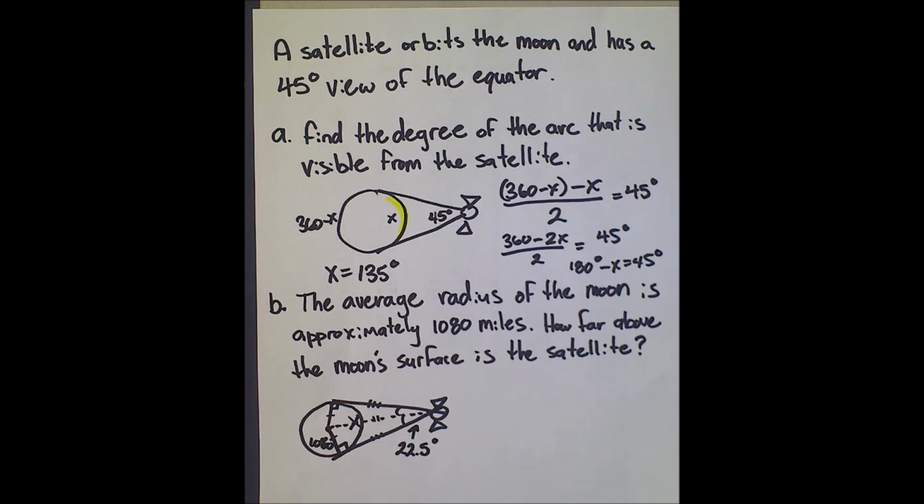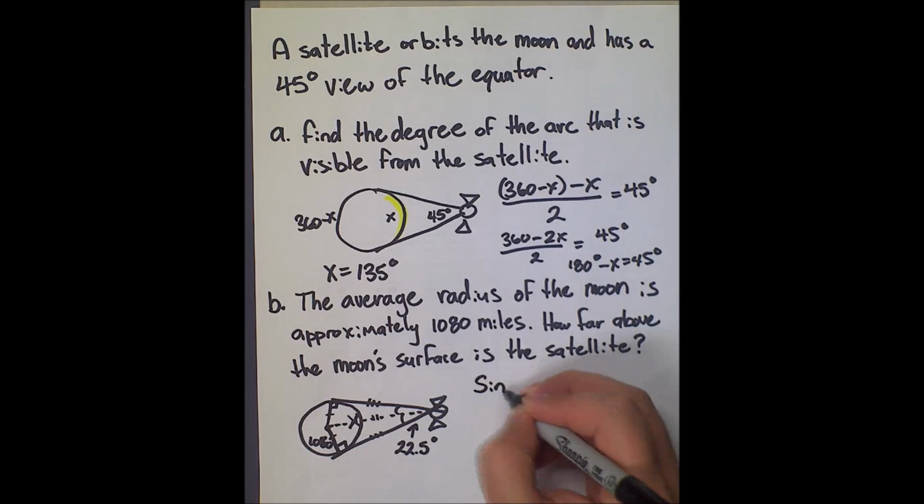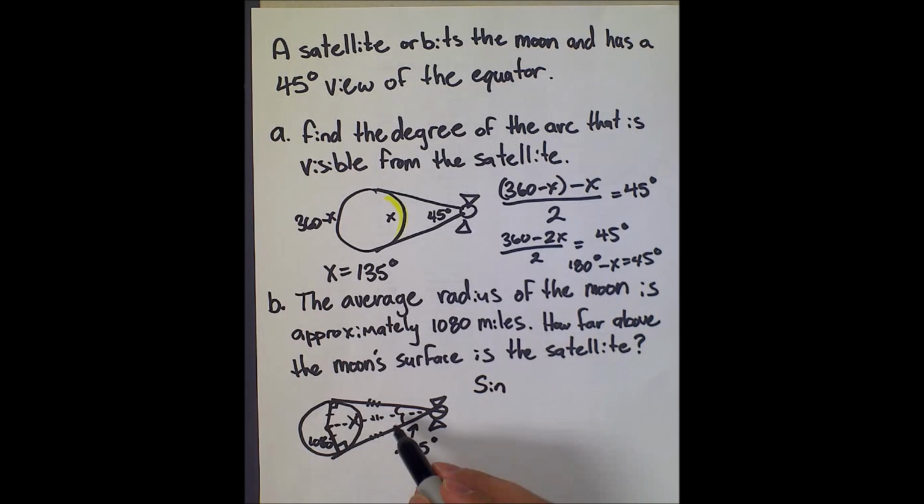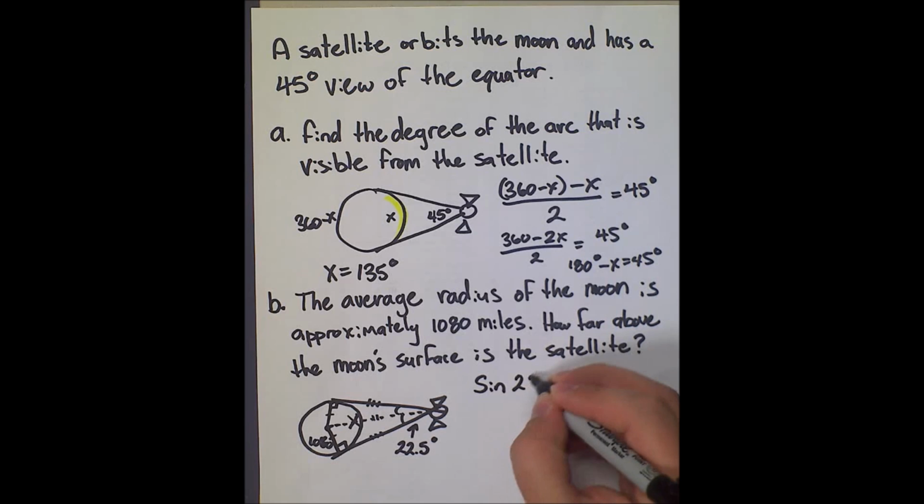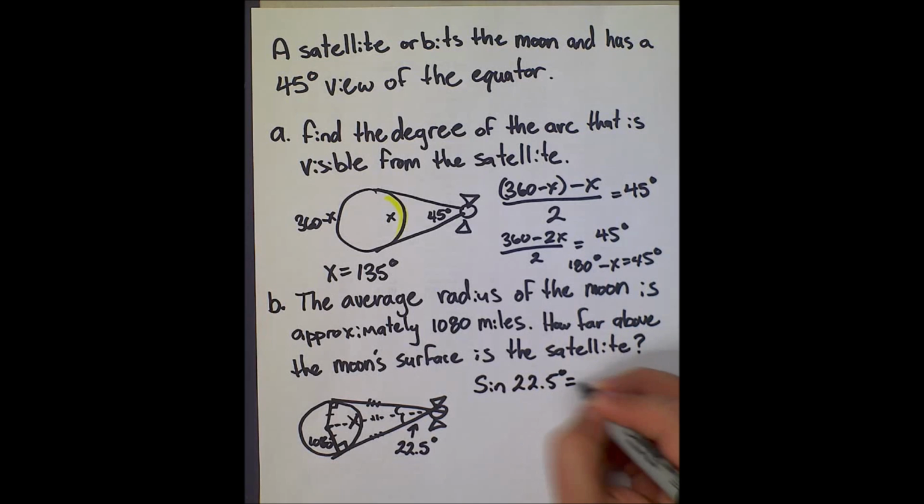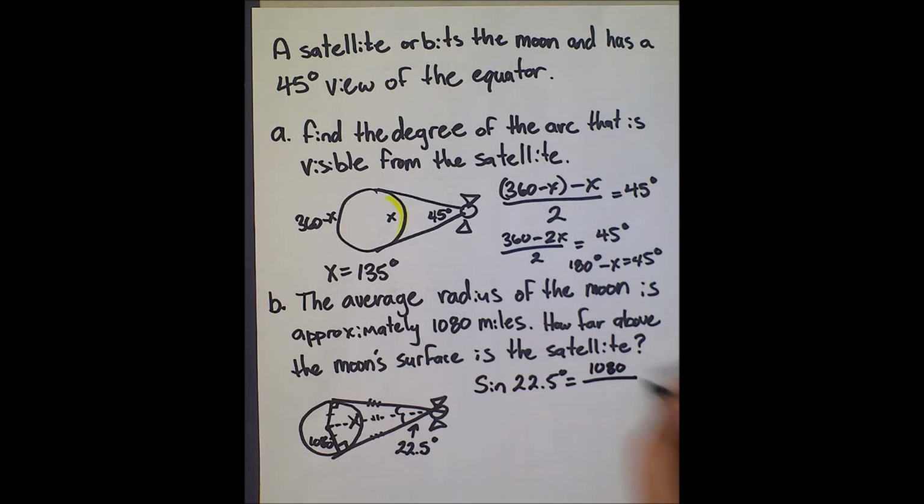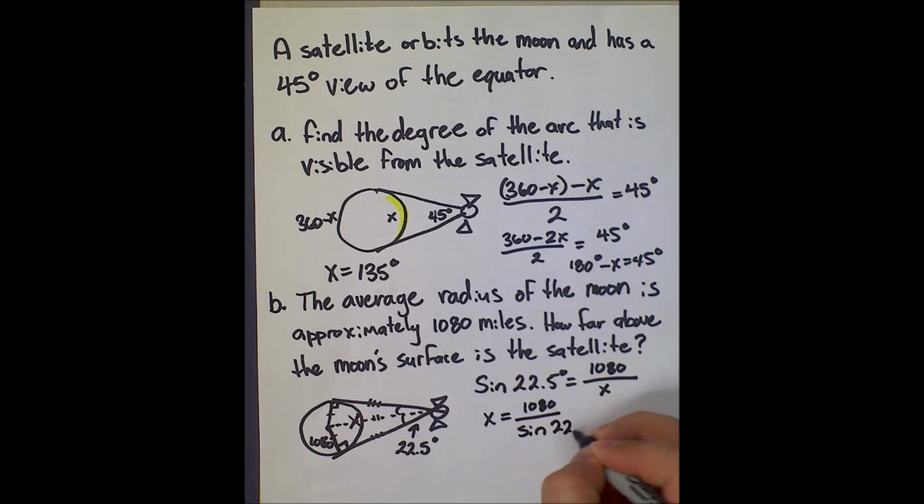And now I have enough information that I can use our trig ratios from a previous unit. So I will set it up. I'm using sine because I know the opposite side and I would like to know the hypotenuse. So the sine of 22.5 degrees is equal to the opposite side, 1,080 miles, divided by the hypotenuse, which I don't know yet. So I'll leave that as x. A little bit of solving here gets us that x is 1,080 miles divided by the sine of 22.5 degrees.